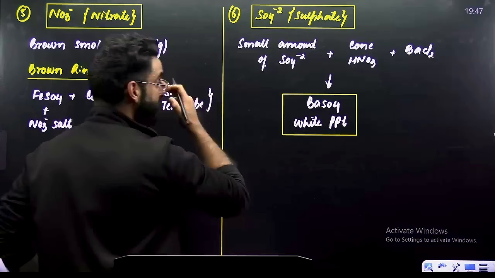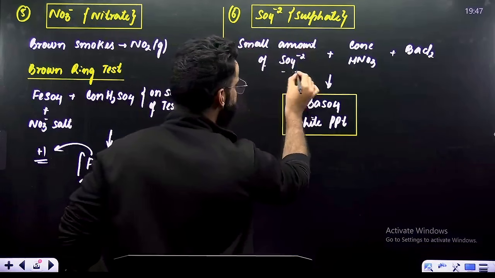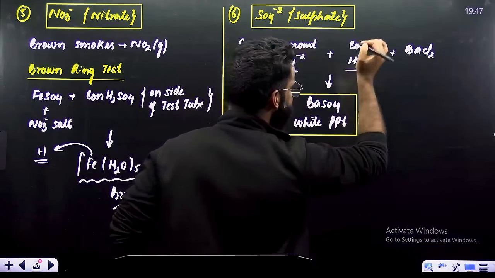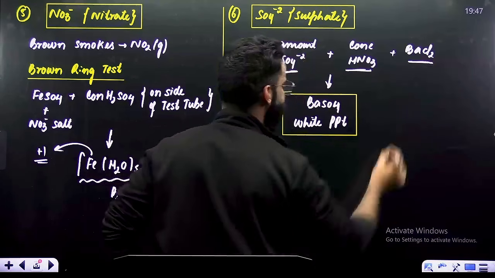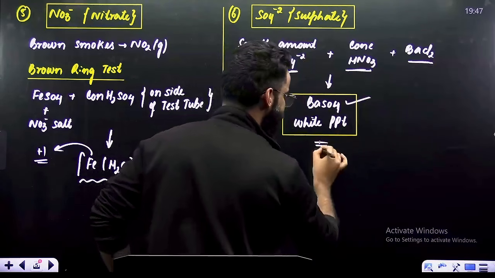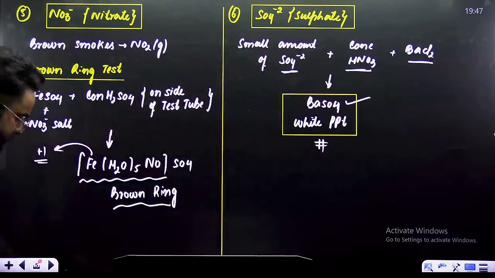The detection of sulfate. My dear students, a small amount of SO4 dinegative on treatment with concentrated HNO3 and BaCl2 forms BaSO4. That's again your white precipitate.